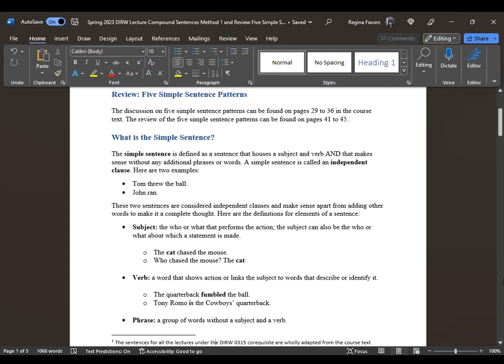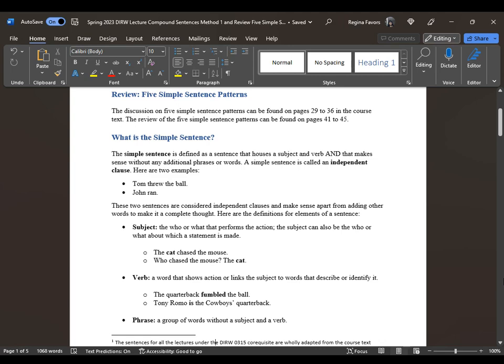Okay, and just remember that the simple sentence is defined as a sentence that houses a subject and a verb and that makes sense without any additional phrases or words, right? So even if the thought is not complete in terms of answering why or in what way or where, any of the W's, who, what, when, where, why, it still can be considered a simple sentence that does not need further explanation in terms of grammatical appropriateness. So a simple sentence is called an independent clause.